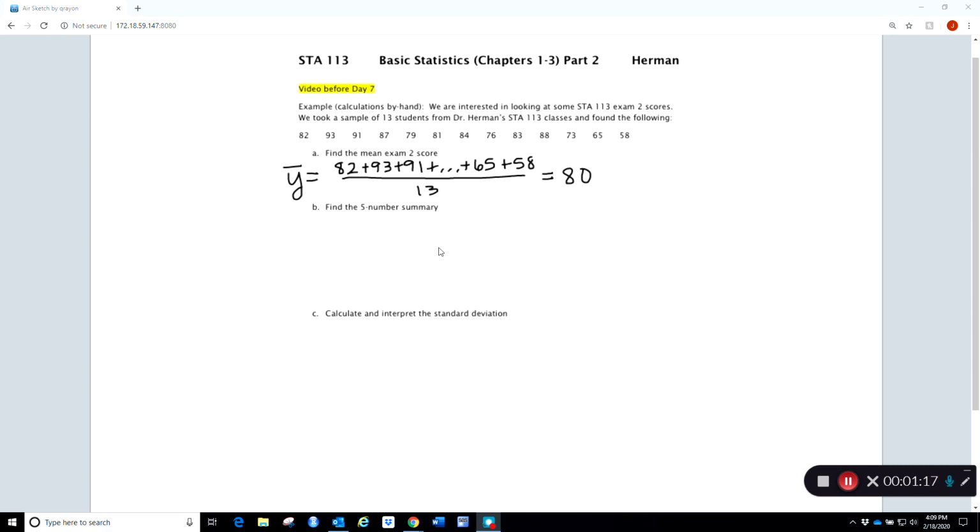Next, we're asked to find the 5-number summary. In order to find the 5-number summary, the first thing I need to have is my data listed in order from smallest to largest. It's not already in that order, so that's the first thing I need to do. I didn't have to worry about that for the mean because it didn't matter. I just added all the numbers together. So first I'm just going to list out my 13 numbers in order.